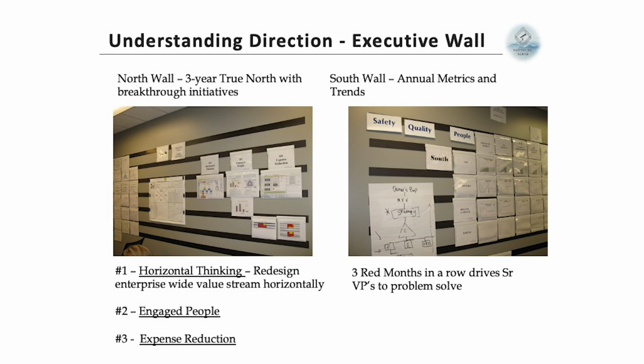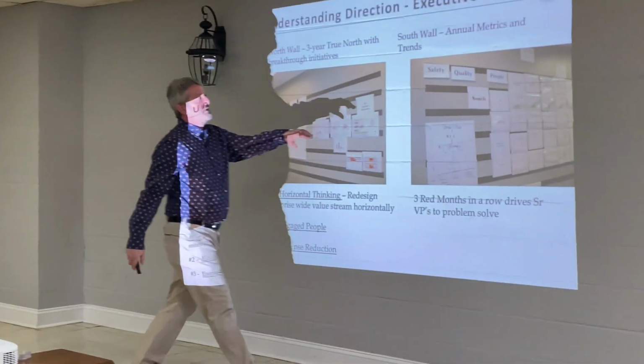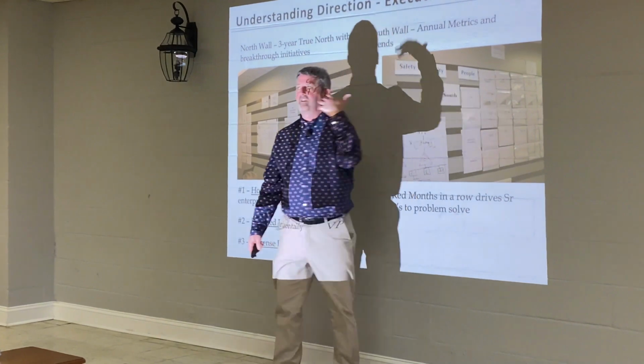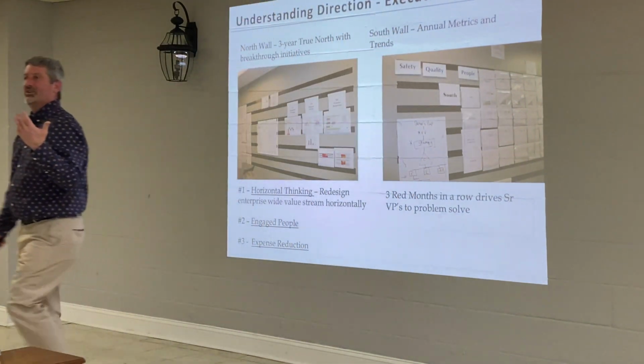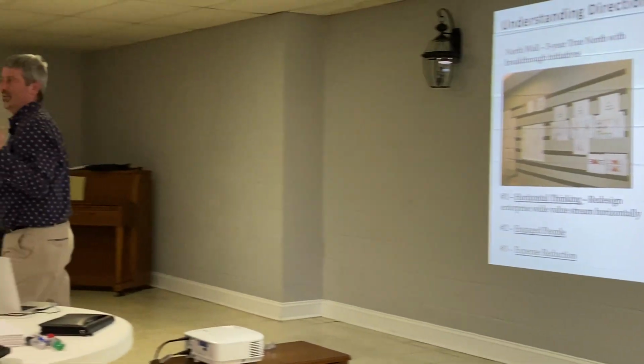So you've kind of seen a little bit of what Dan was even talking about. That's the executive wall in this case, right? And then on the south wall, the executive south wall, this was their key metrics. They had their own metric board. Are we as an organization doing well? Scoreboard, right? Are we doing well or are we not?